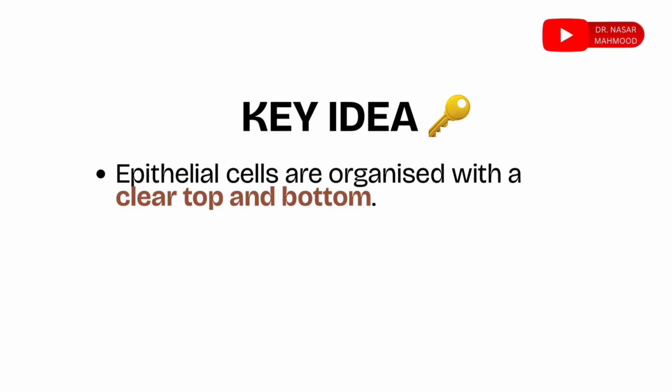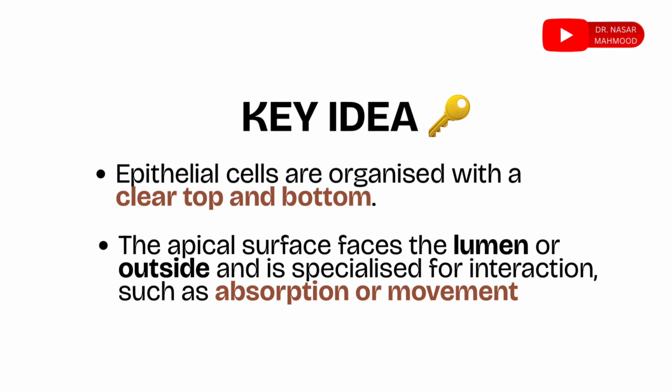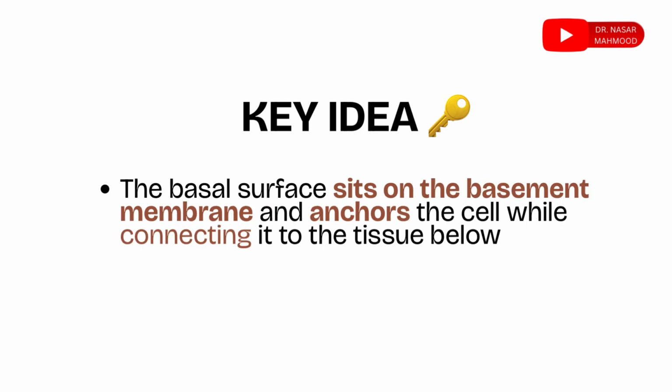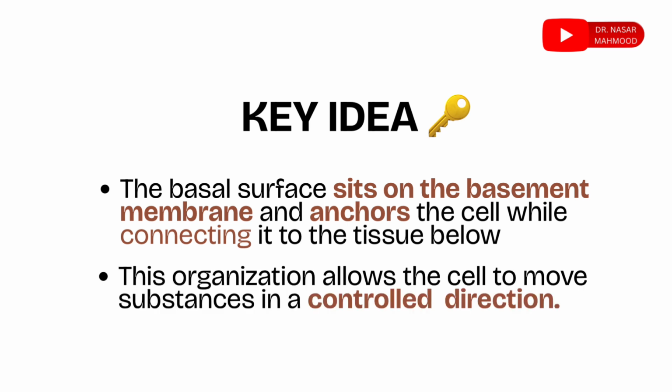So here is a key idea to remember. Epithelial cells are organized in a clear top to bottom approach. The apical surface faces the lumen or outside and is specialized for interaction, such as absorption or movement, whereas the basal surface sits towards the basement membrane and anchors the cell while connecting it to the tissue below. This organization allows the cell to move substances in a controlled fashion.